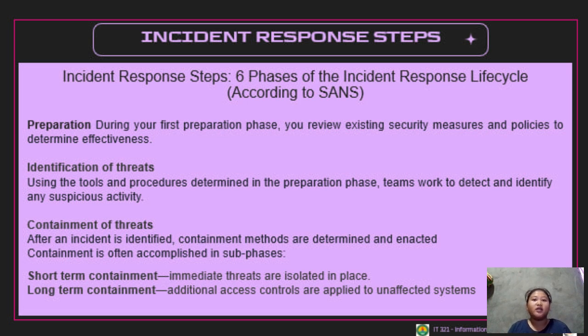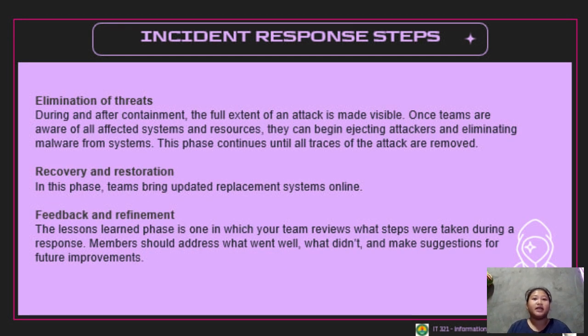sub-phases. Short-term containment: immediate threats are isolated in place. Long-term containment: additional access controls are applied to unaffected systems. Elimination of threats.